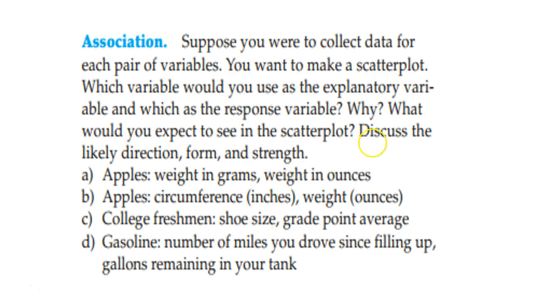on your own. So, suppose you were to collect data for each pair of variables, and you want to make a scatterplot. Which variable would you use as the explanatory variable and which as the response variable, and why? And what would you expect to see in the scatterplot, and discuss the likelihoods. So for example, what's the form? Is it positive? Is it negative? How strong of a correlation is it?